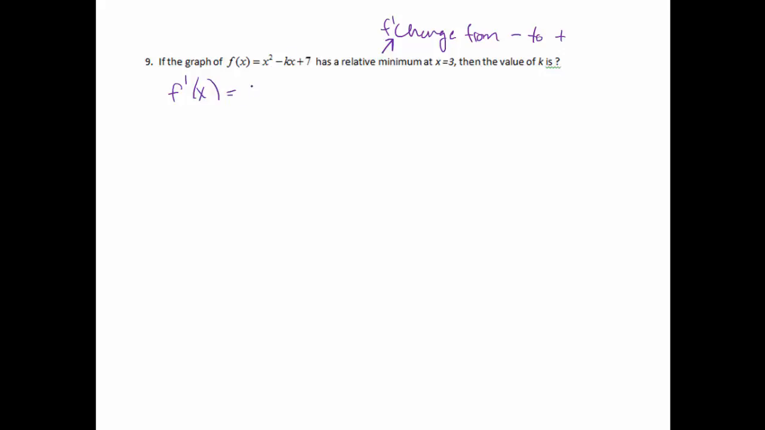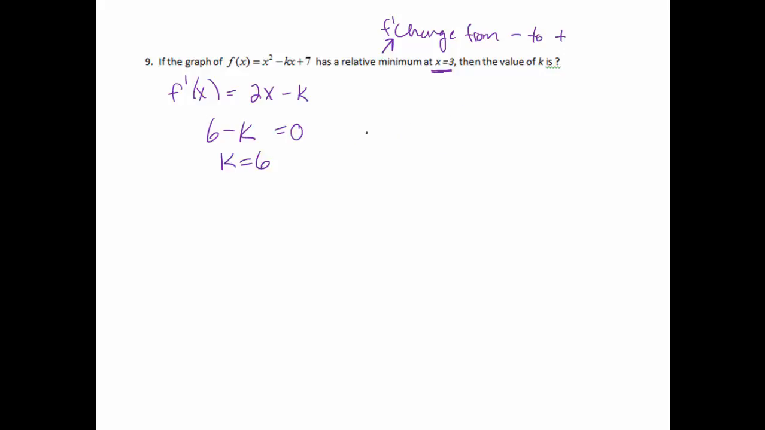The derivative of x squared is 2x, minus the derivative of kx, which would be k. And so that's all I have so far here. We do know that it's happening at 3, so I could go ahead and plug 3 in for my x. If I do that, I'm going to get 6 minus k. I want to set that equal to 0. So that means that k would equal 6.